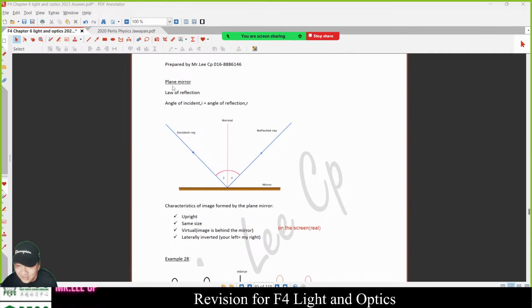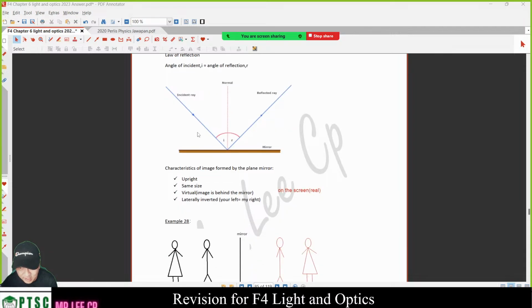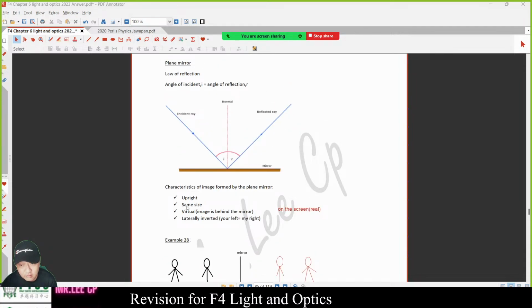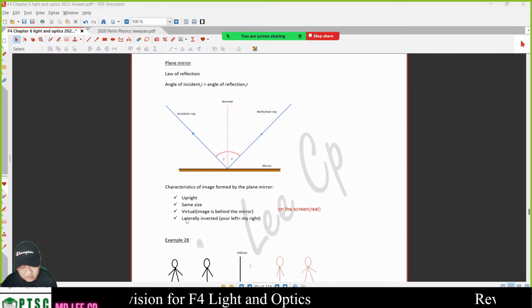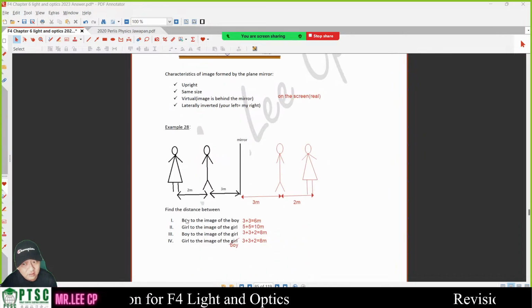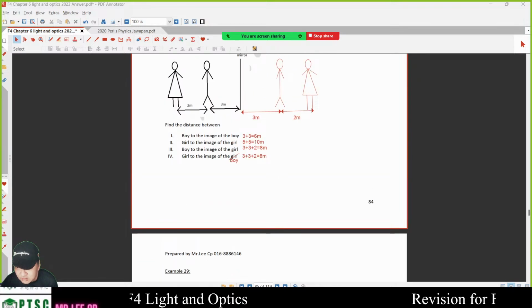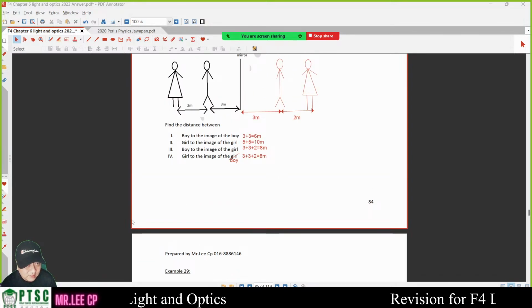Okay. Plane mirror. So you need to know the characteristics of the image formed, right? Which is upright, same size, virtual, laterally inverted. This one sometimes is popular to ask in the objective.